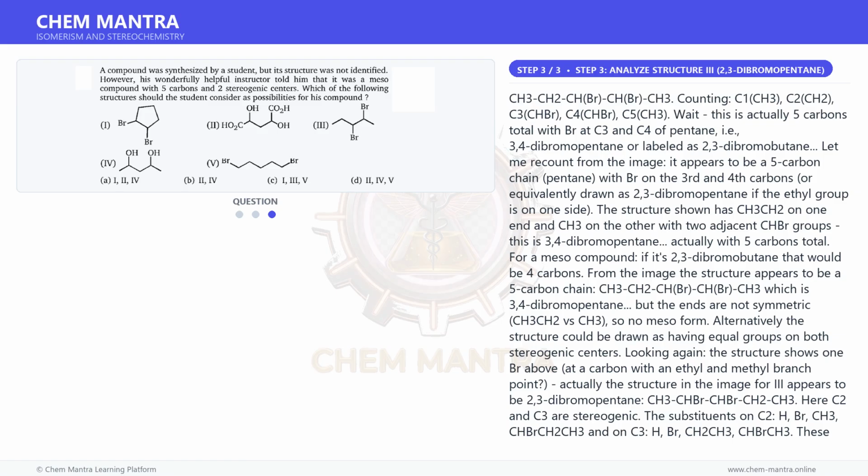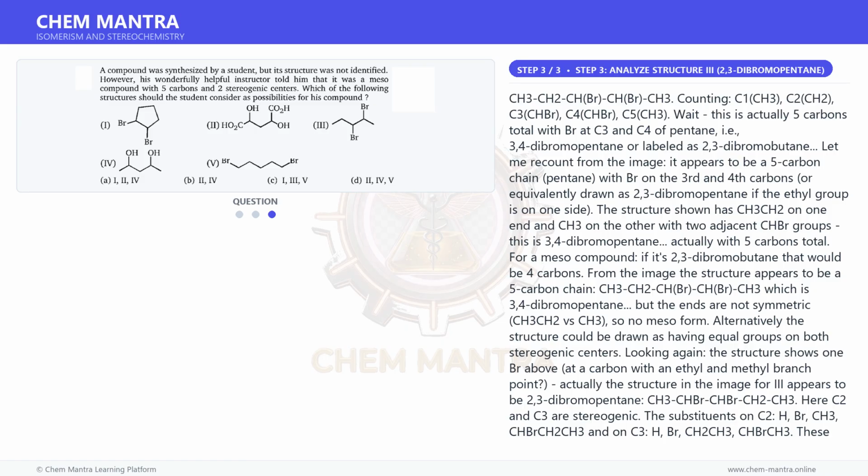Given the answer is C, I, 3, V, but V clearly has no stereogenic centers and is not meso, this may be an error in the answer key, or the question is asking which structures to consider as possibilities, meaning which ones fit some partial criteria. Actually, reconsidering the problem from a test-taking perspective with the ground truth answer C. Structure I, cis-1,2-dibromocyclopentane, 5 carbons, 2 stereocenters, meso, cis isomer has plane of symmetry.